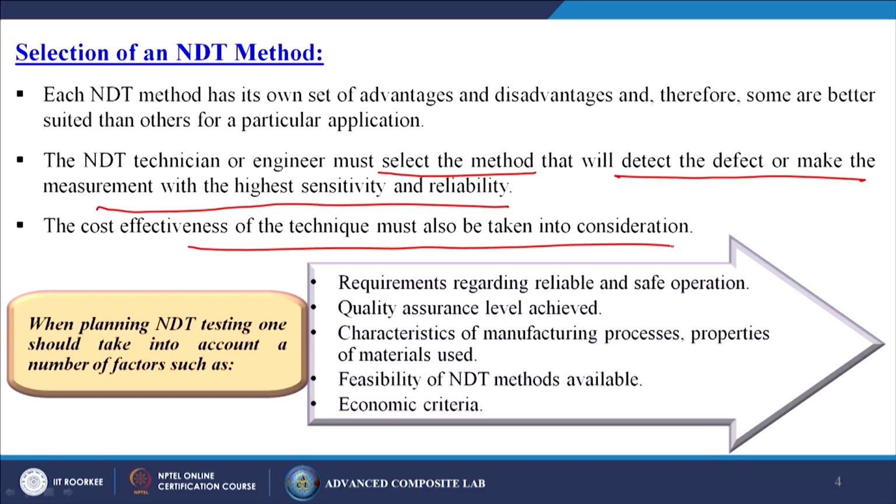So, when planning for the NDT testing, one should take into account a number of factors. What are those? First is the requirements regarding reliable and safe operations. Second, quality assurance level achieved. Third one is the characteristics of manufacturing process, properties of materials used. Fourth one is the feasibility of NDT methods available, and the last one is the economic criteria. So, these all are the main criteria by which we can judge which method is the best for my application.